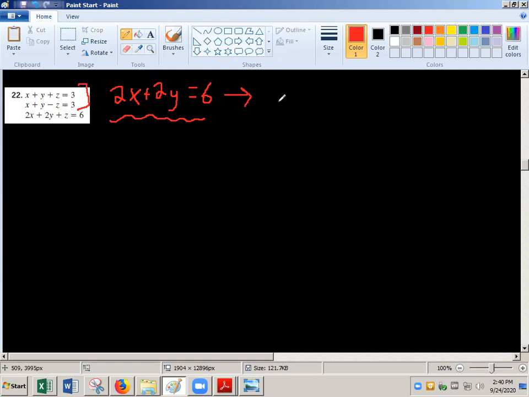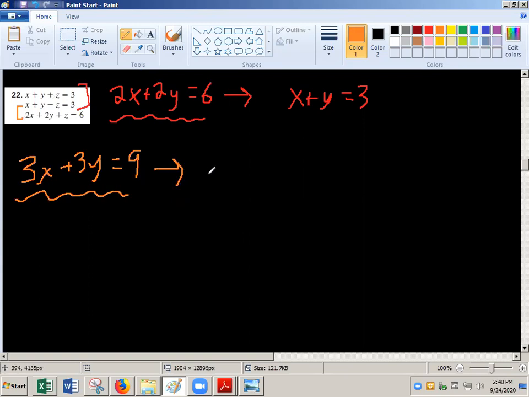So if I wanted to, I could turn this into x plus y equals 3. And if I wanted to, could I take my second and third equations like this and just add them up with my z's canceling off? Absolutely. So again, I'm eliminating z's here. So here I get 3x plus 3y equals 9. And then could I simplify this thing? Yep. x plus y equals 3.